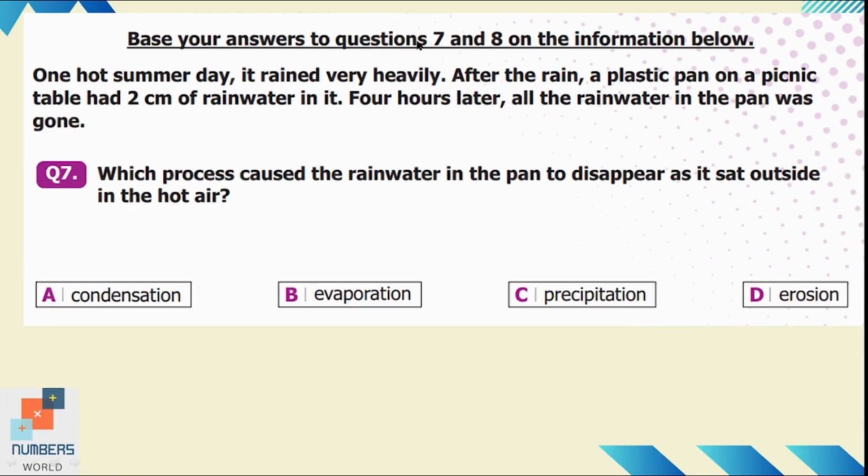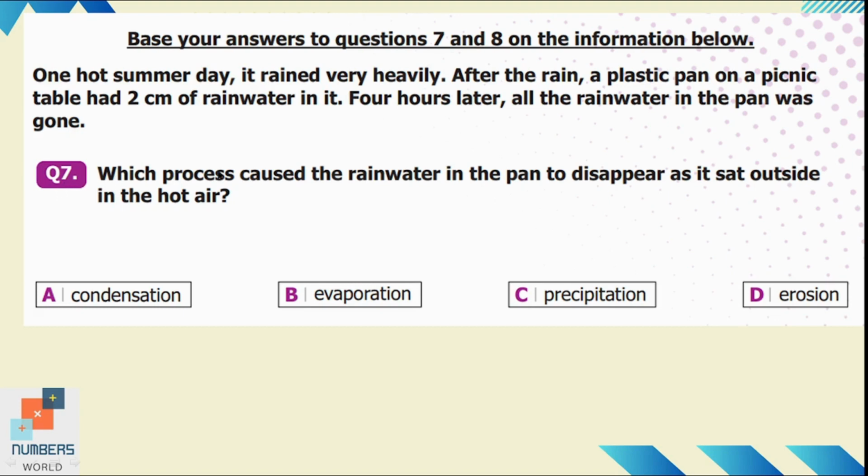Base your answers to questions 7 and 8 on the information below. One hot summer day, it rained very heavily. After the rain, a plastic pan on a picnic table had 2 centimeters of rainwater in it. 4 hours later, all the rainwater in the pan was gone.